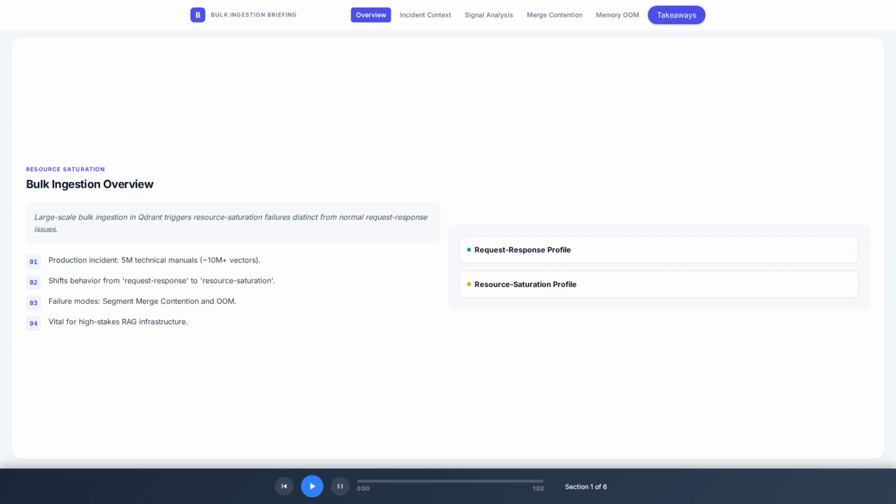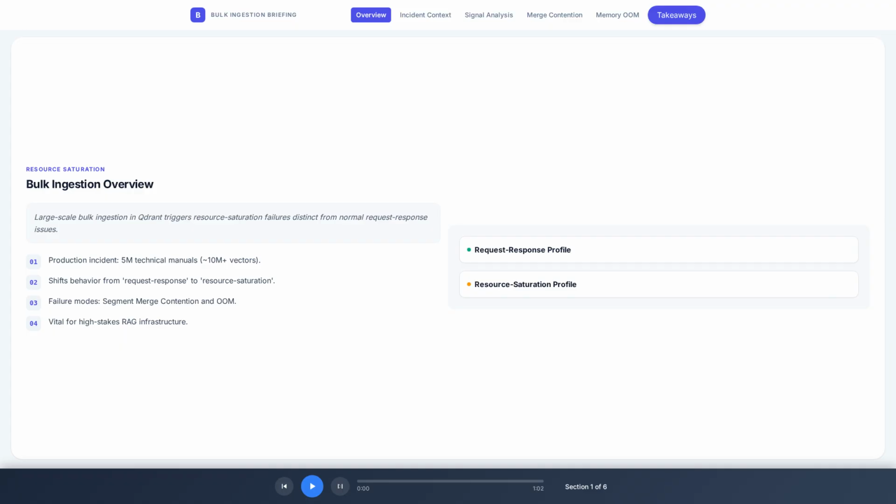This scenario really highlights something. Bulk ingestion fundamentally shifts how the system behaves. It goes from a standard request-response pattern to something dominated by resource saturation. We are going to dive into two critical failure modes. First, segment merge contention, and second, memory exhaustion, often called out-of-memory or OOM errors. Understanding these failure modes is absolutely vital for building robust RAG infrastructure, especially in high-stakes domains where reliability is paramount.